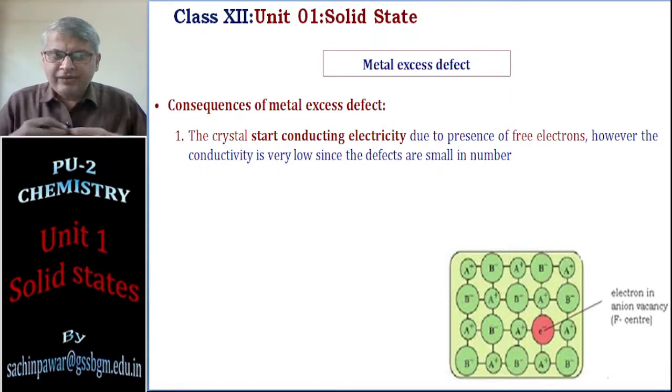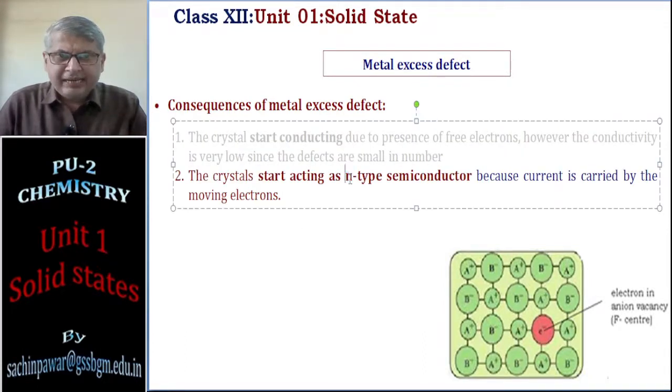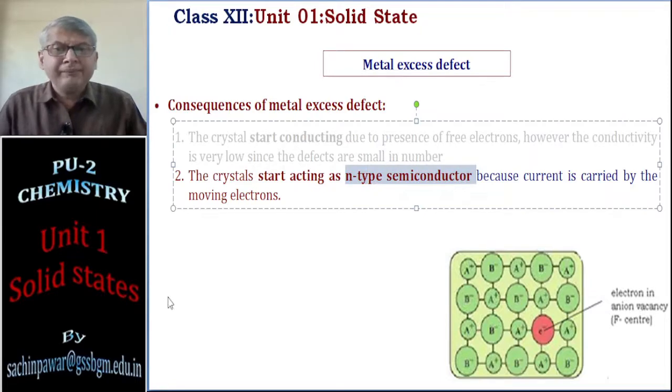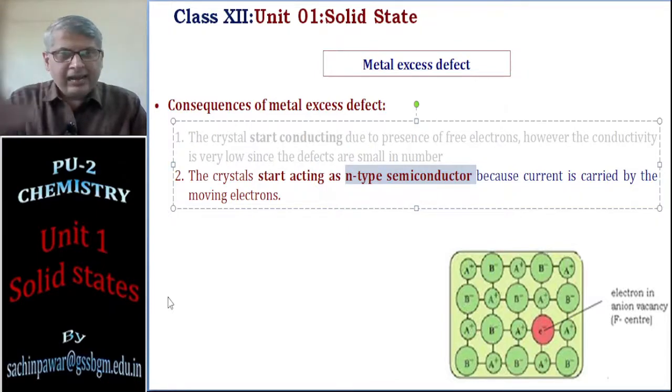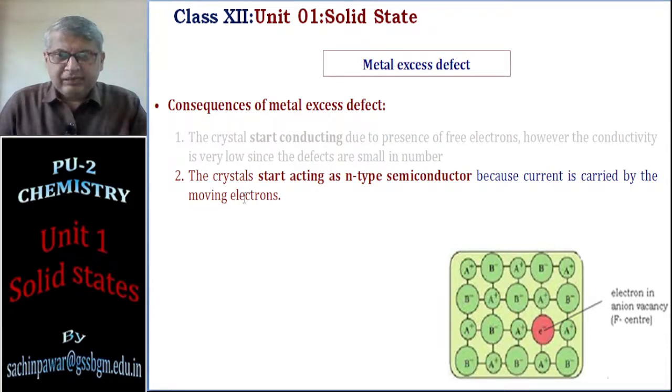Now free electrons are conducting electricity, and as you have learned from physics, when electrons are conducting, it is going to be an n-type semiconductor. That means the electrons are responsible for carrying the current. The details about n-type semiconductors we shall see in the last part of this topic. So this is consequence number 2.